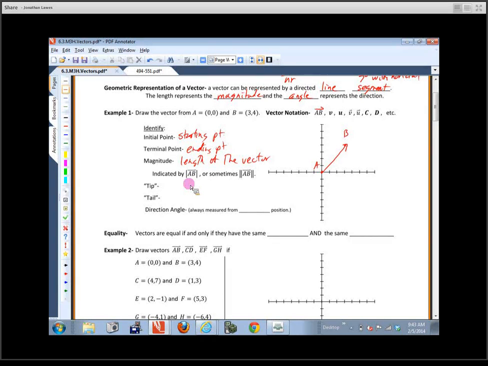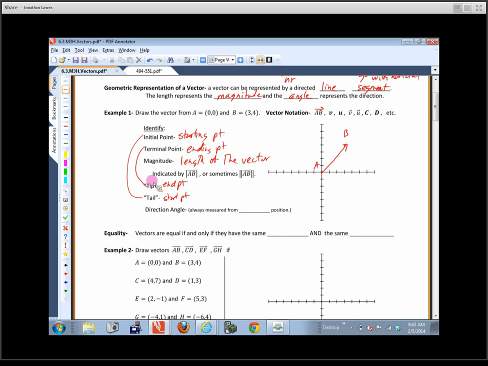And you might want to think about how we'd actually find something like this, because I'll ask this a little bit later on. Occasionally we'll use kind of informal terminology to talk about these. We'll talk about the tip and the tail of the vector. So the tip is the end point. Where does it end? And the tail is the starting point. So the tail is the initial point and the tip is the terminal point.